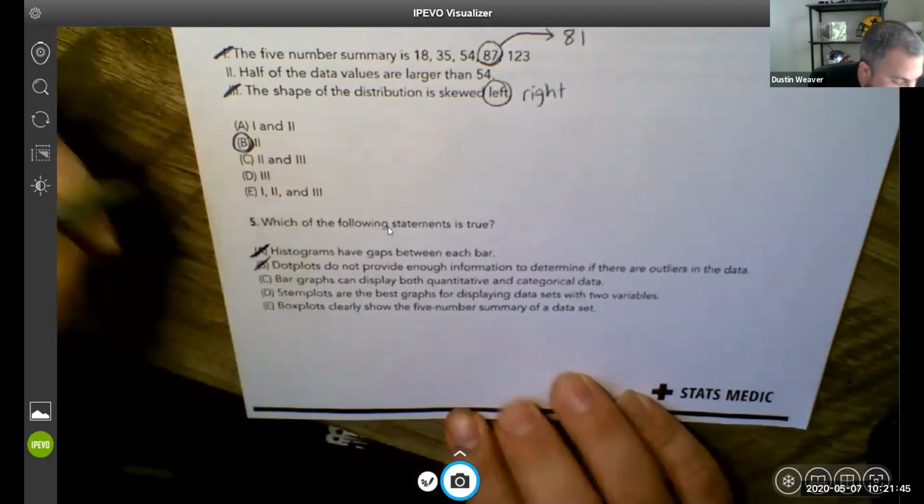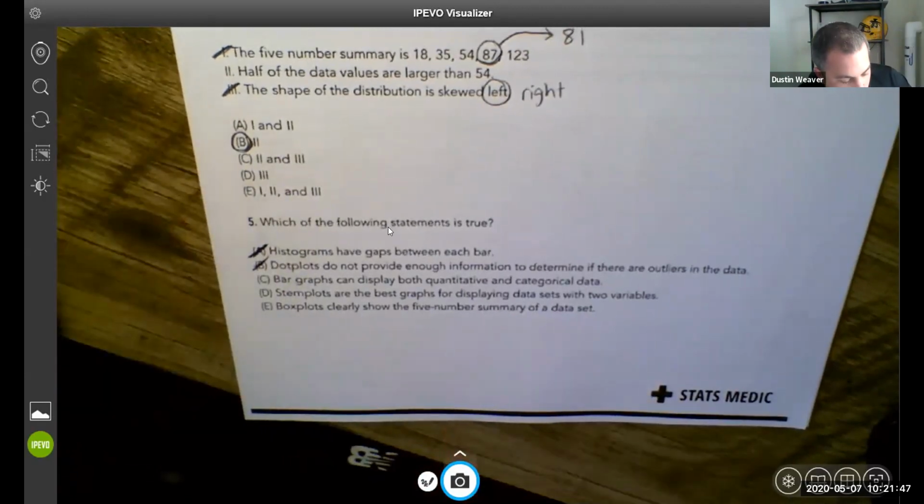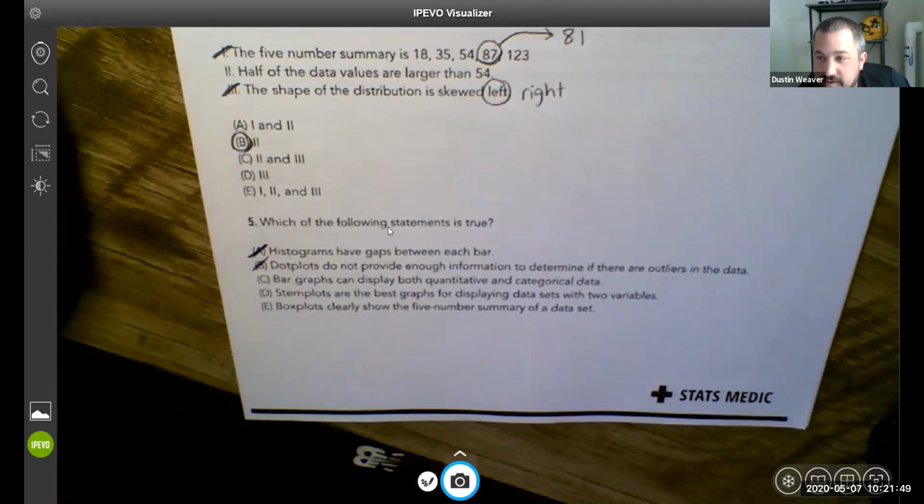So let's go to C. Bar graphs can display both quantitative and categorical data. What type of data does a bar graph display? Which one? Quantitative or categorical? Think about it now.